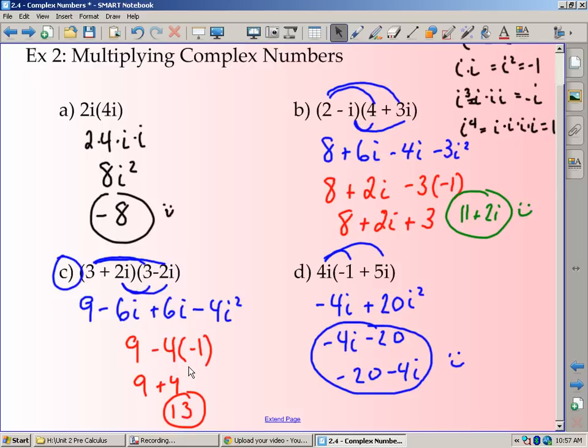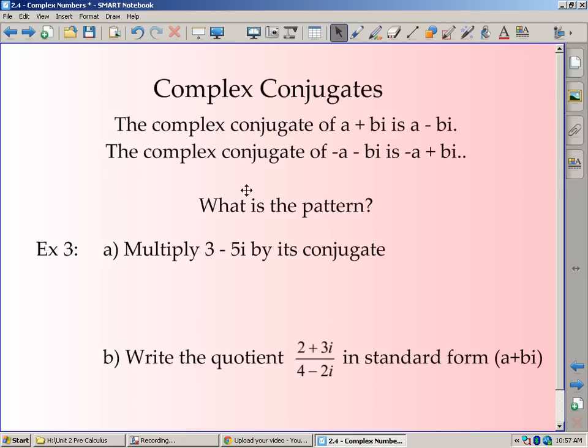So our pattern for our conjugates is if it's a positive between the real number and the imaginary number, we switch it to a negative. If it's a negative between the real number and the imaginary number, it turns to positive. No matter what the sign is out front of the a, it doesn't really matter. So they're saying multiply this by its conjugate. The original term is 3 minus 5i. So the conjugate will be, and I'll do this one in blue, 3 plus 5i.